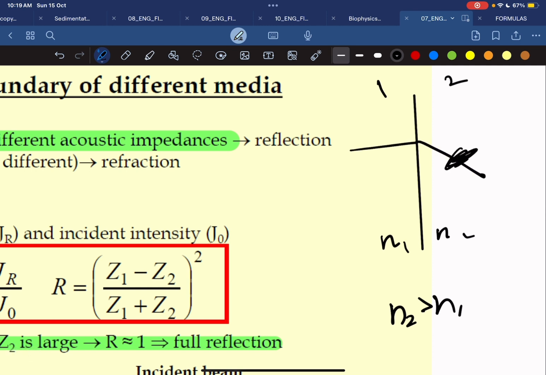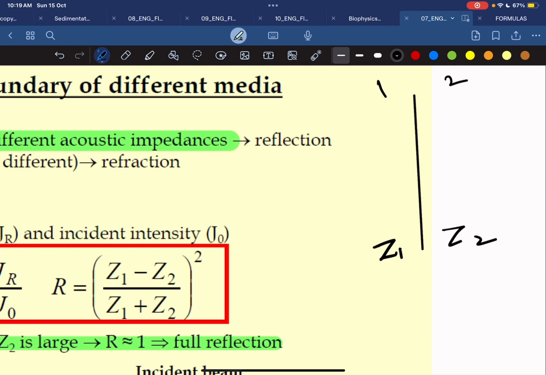We know this one. In the same way, for sound waves we use acoustic impedances, z1 and z2. Using these values we should understand if reflection is going to happen or refraction is going to happen.